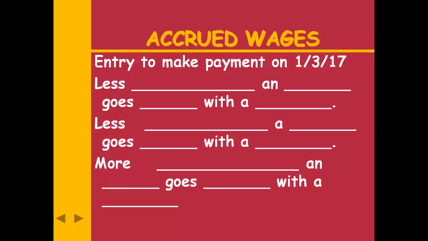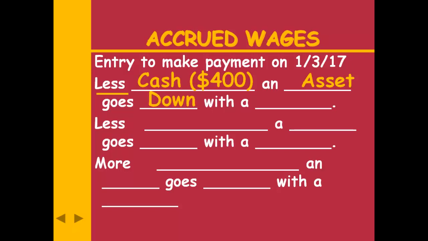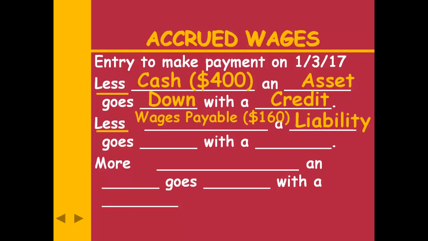What do I have less of? Cash. $400 less cash. That's an asset, right? Making it go down. Assets go down with a credit. What account do I need to get off of my books? The wages payable represents a debt, an amount that I owe to somebody, okay? Once I make this payment, do I owe them that amount anymore? No, I have less wages payable, a liability. Liabilities go down with a debit.